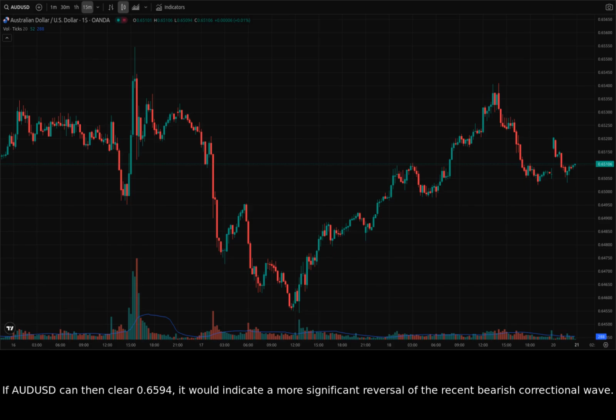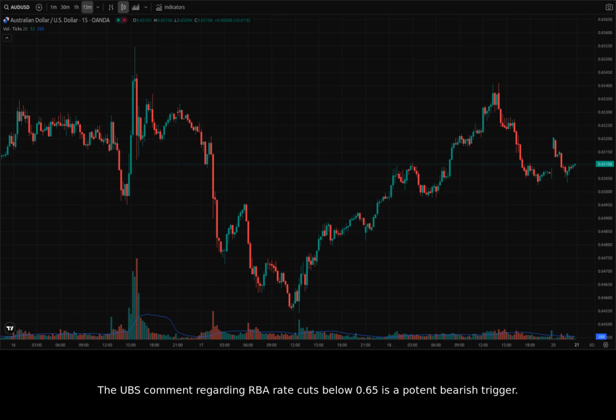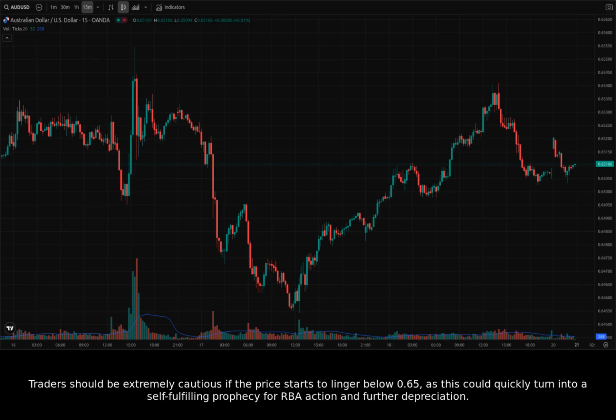If AUDUSD can then clear 0.6594, it would indicate a more significant reversal of the recent bearish correctional wave. The UBS comment regarding RBA rate cuts below 0.65 is a potent bearish trigger. Traders should be extremely cautious if the price starts to linger below 0.65, as this could quickly turn into a self-fulfilling prophecy for RBA action and further depreciation.